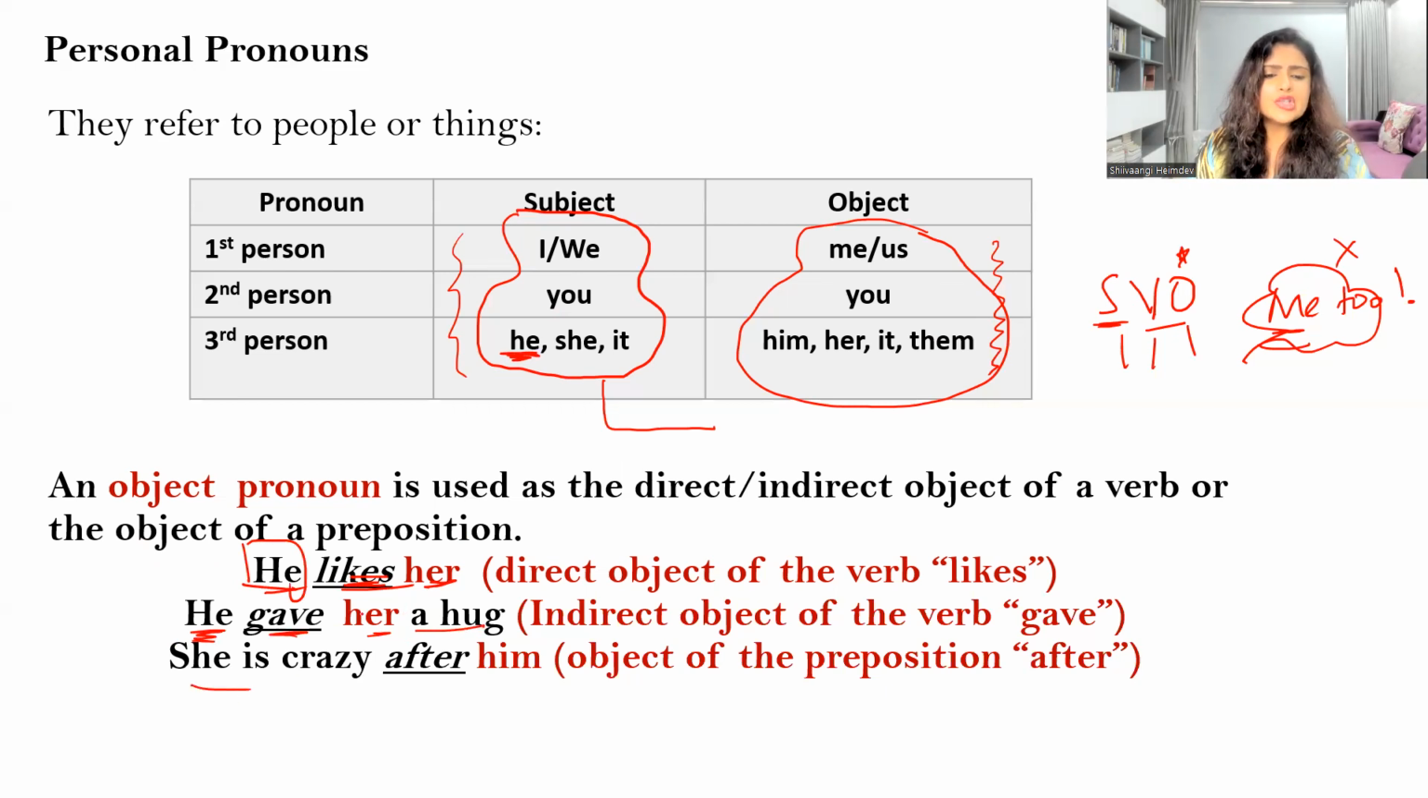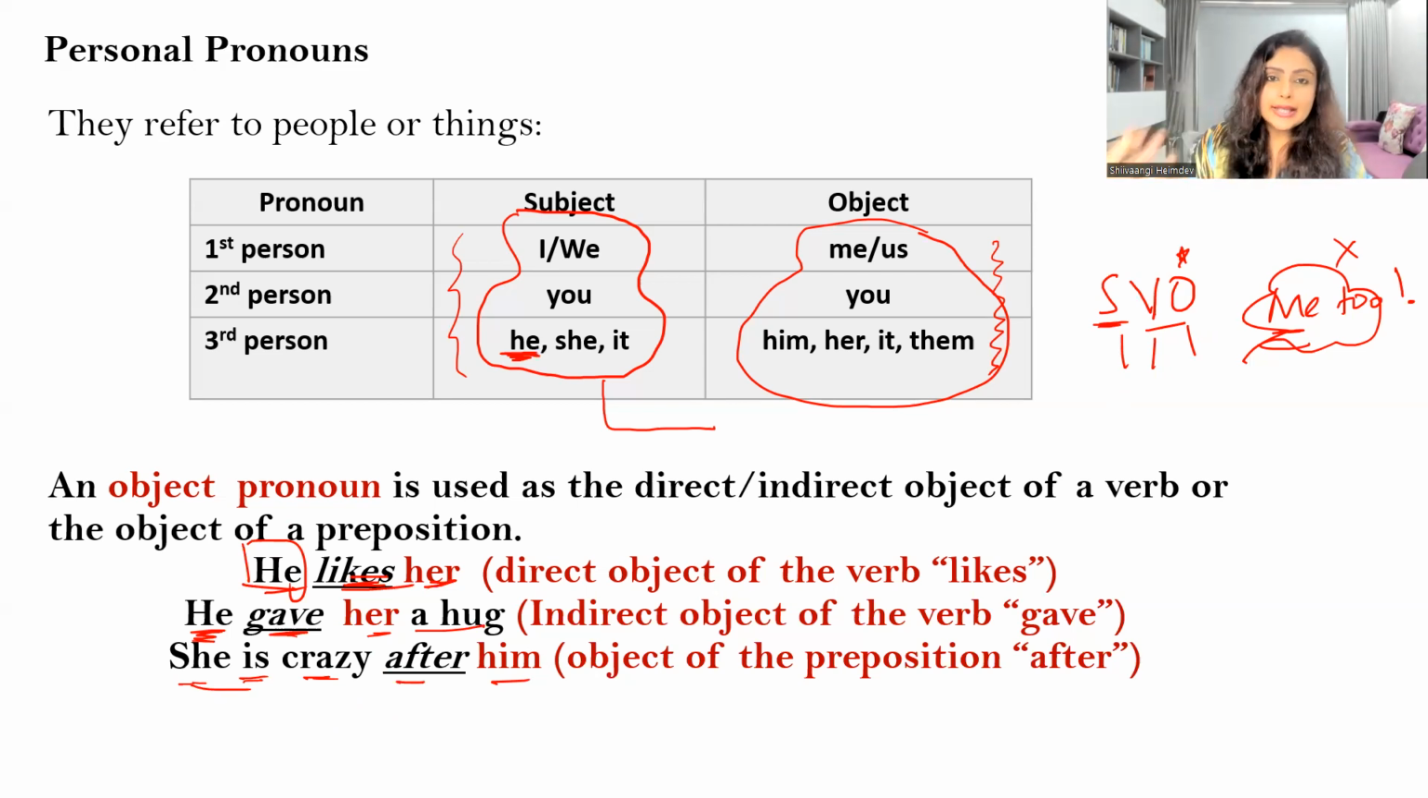Look at this: she is crazy after him. She is again a subject pronoun, is is the verb, crazy is an adjective giving some more information about she, after is a preposition, and him is an object. All these sentences are based on the SVO framework. So in case of any confusion, whenever you have to create a sentence, just remember the SVO structure and try to insert the words into it. Your English will never, ever go wrong.